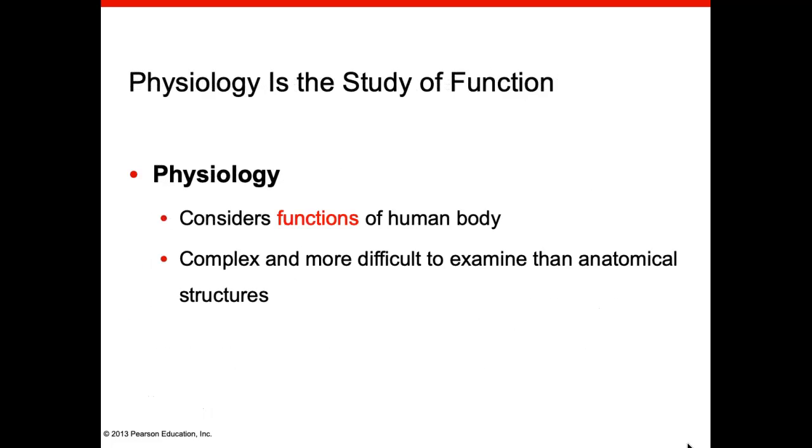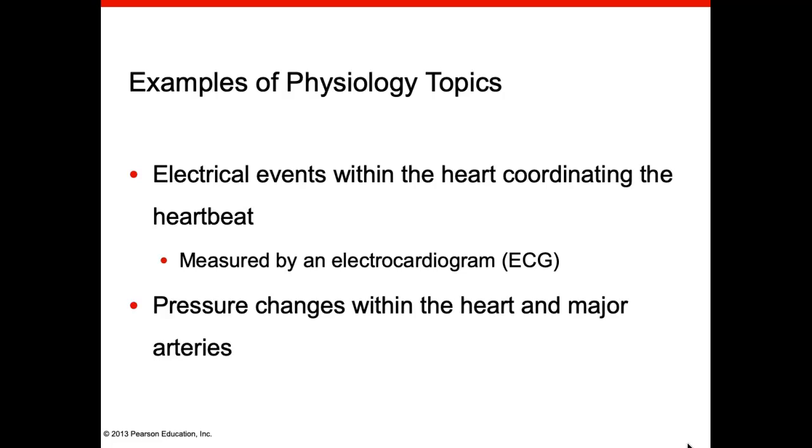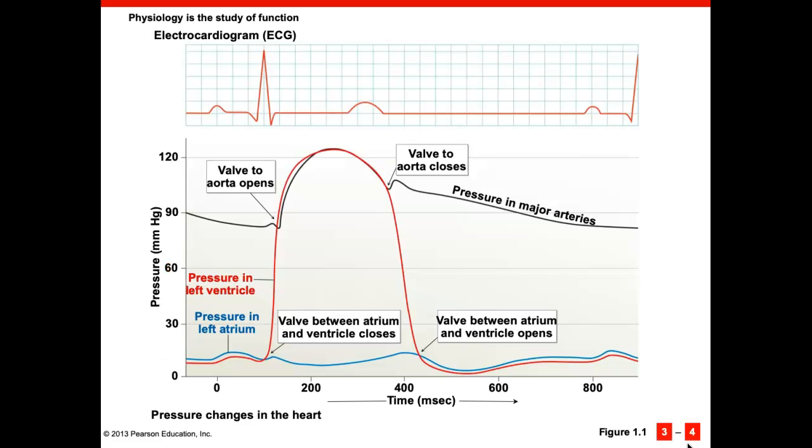Physiology is function, and it's definitely more difficult than structure. Examples of physiology: electrical events within the heart, coordinating the heartbeat that can be measured with an ECG. And so these graphs show pressure changes in the heart as well as the ECG. And you can see this is a little bit more complex than identifying tissues.